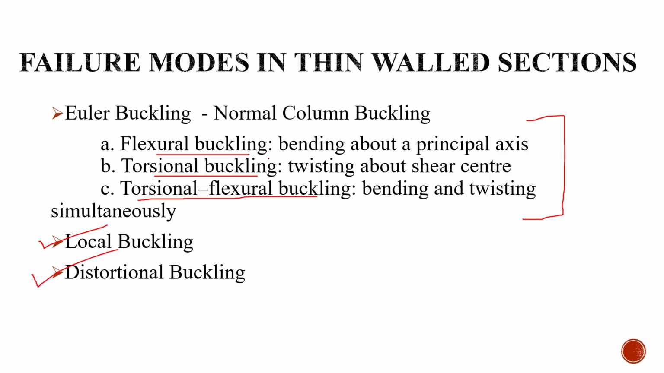So in flexural buckling, the bending is happening about the principal axis, and in the case of torsional buckling, the twisting is about the shear center, and for torsional flexural buckling, the bending and twisting will happen simultaneously for the member.